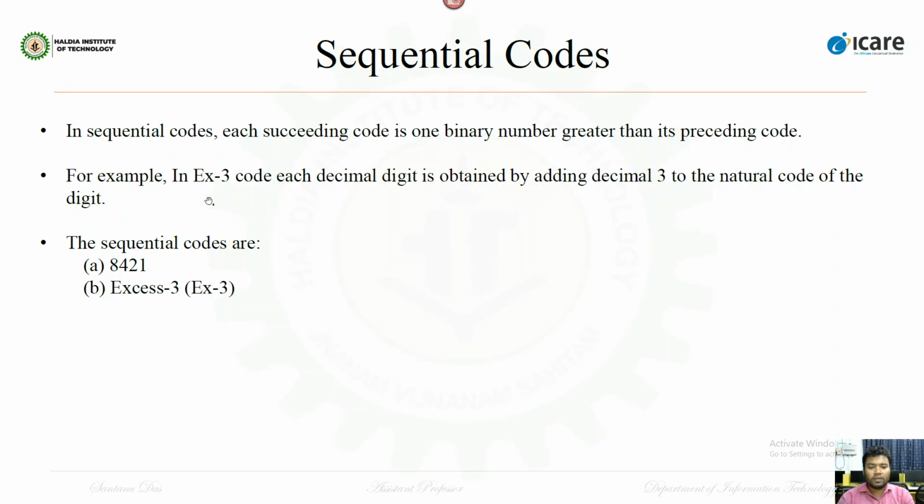For example, in XS3 code, we already know that XS3 means addition of 3. Each decimal digit is obtained by adding decimal 3 to the natural code of the digit. That means if you subtract any two successive digits, you get the same result. That's why it is called the sequential code. Some examples are 8421 and XS3.